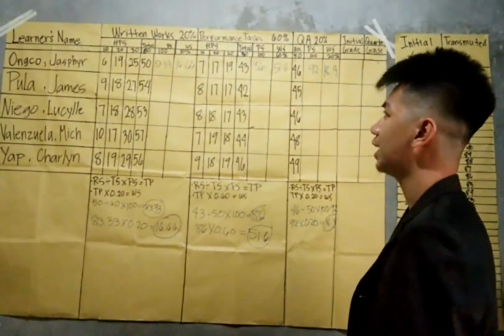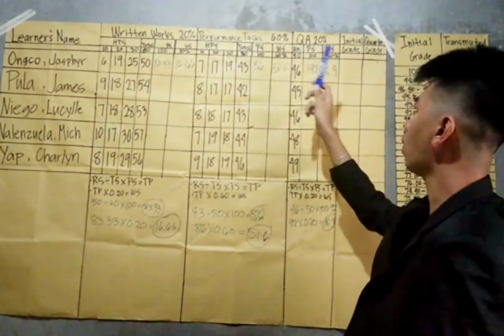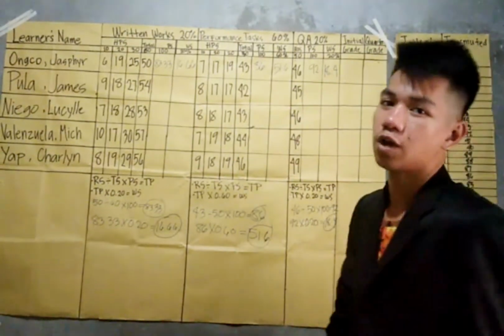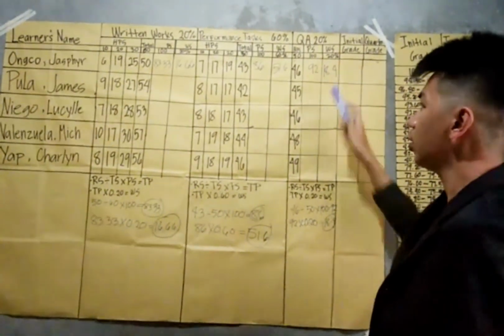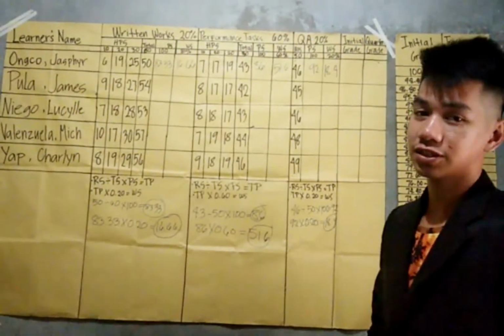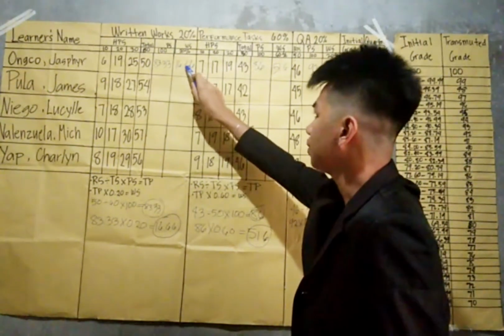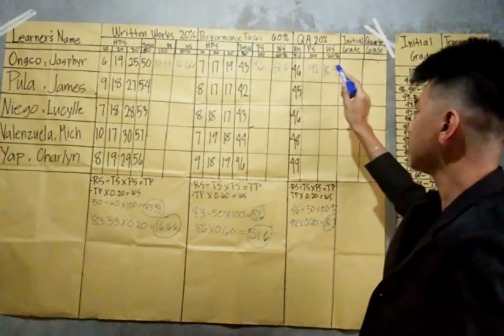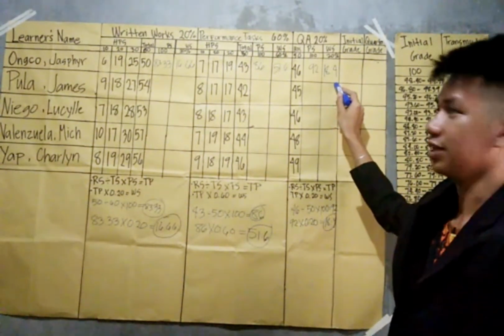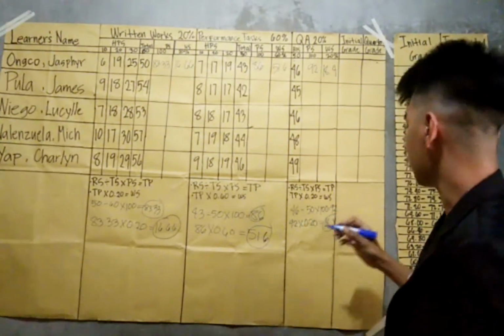So class, we have now gotten the written works, the performance tasks, and the quarterly assessment. Now we will get the initial grade. In order for me to get your initial grade, we will add the weighted score in written works, the weighted score in performance tasks, and the weighted score in quarterly assessment. So here, we will add the 3 weighted scores.